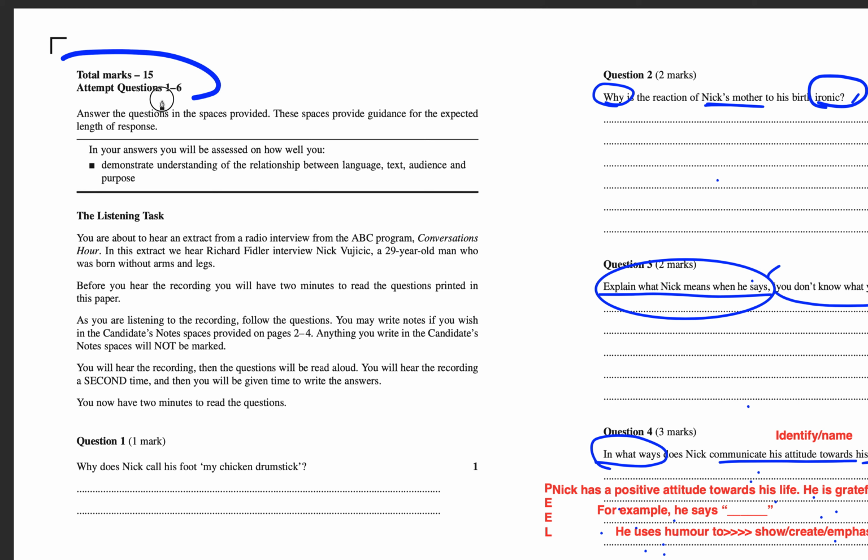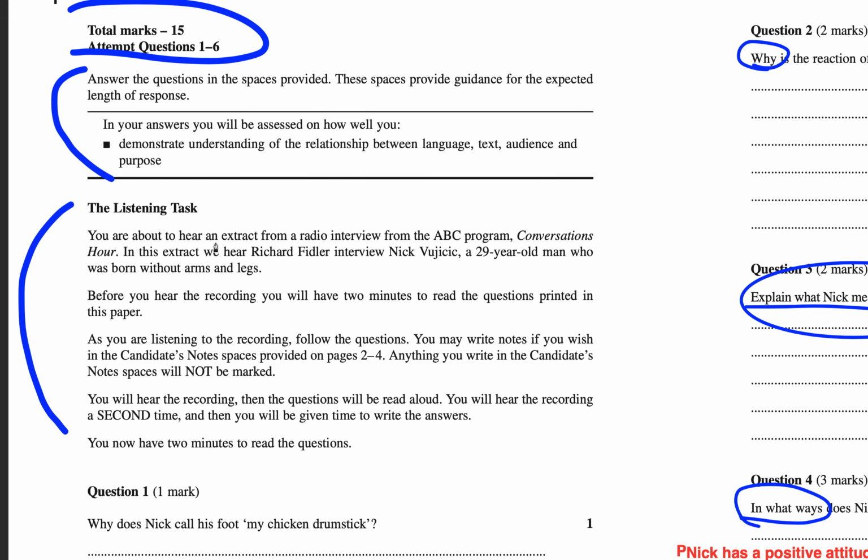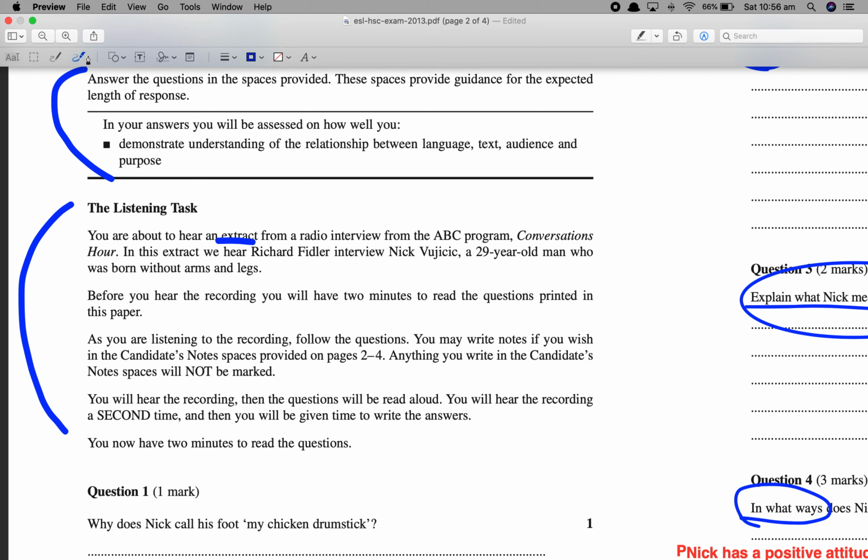Okay, so over here, again, total marks and so forth. Over here is how you'll be assessed. So really this will be the same for each year's HSC paper. This part is the most important, so I need you to pay close attention. When you sit in the exam room, they will play a recording of this. So someone on the CD will read this out to you. These are the instructions and they give you context for what you're about to hear. So you're about to hear an extract, which means it's taken out of something as a whole.